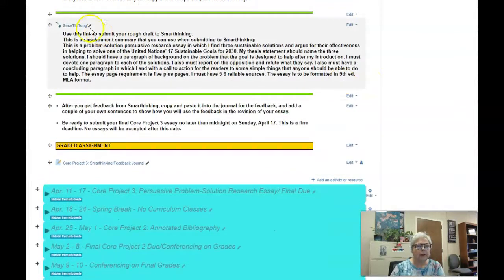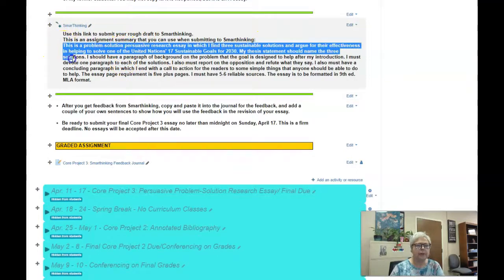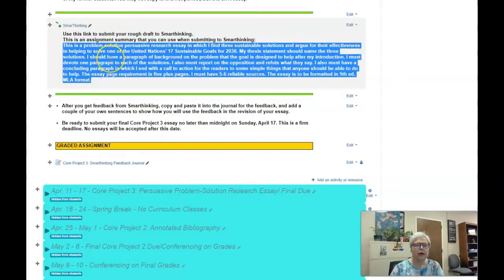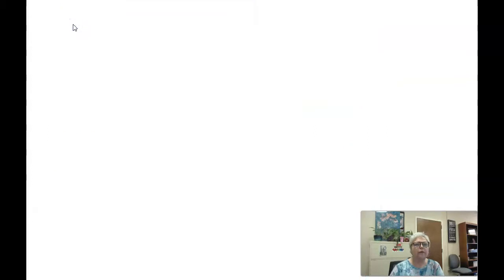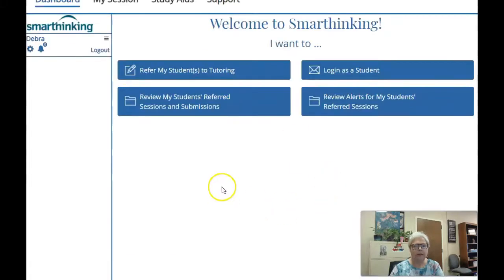Now, I put the link here for Smart Thinking, just like I did when you had to turn in Core Project 1. And it says here, use this link to submit your rough draft. This is an assignment summary that you can use. So I put the assignment summary right here, so you can copy that and paste it into Smart Thinking when it asks you for a description of your project. So that's up to date, and you can do that.